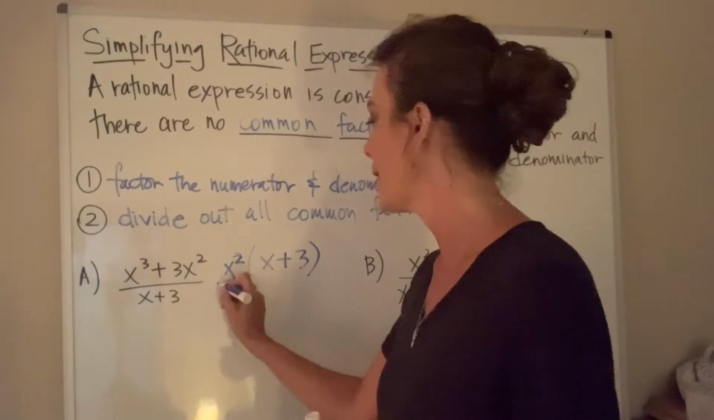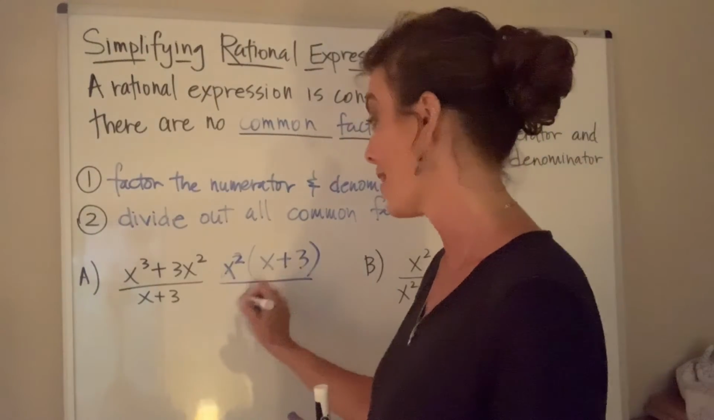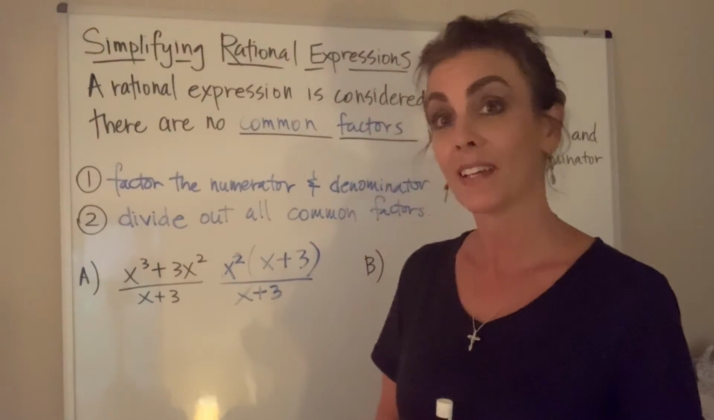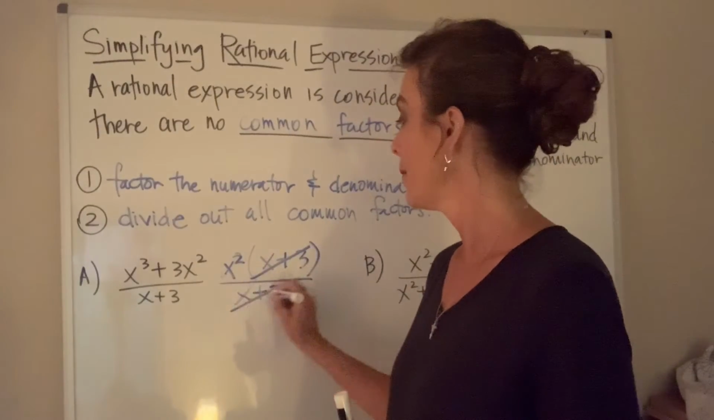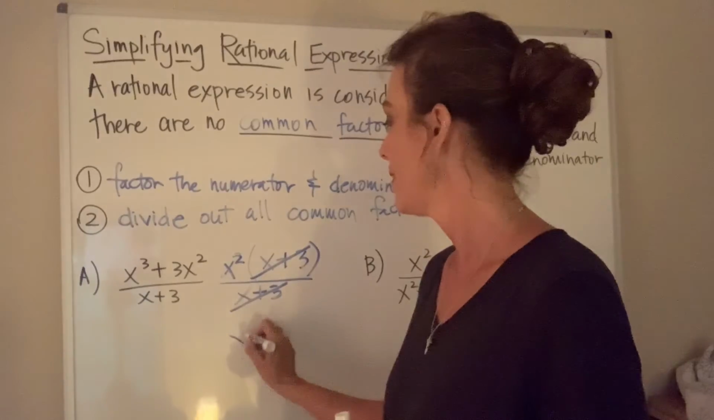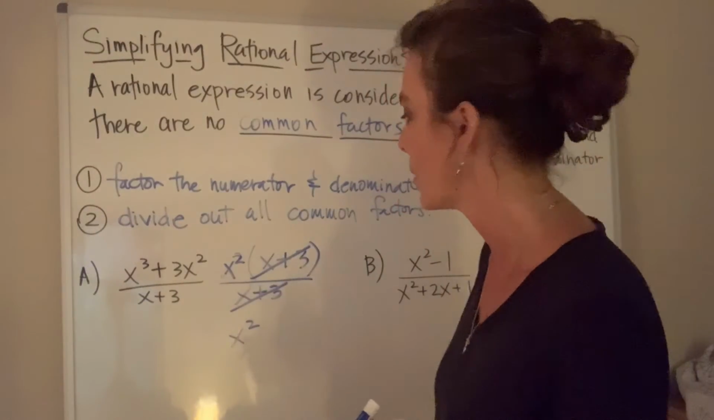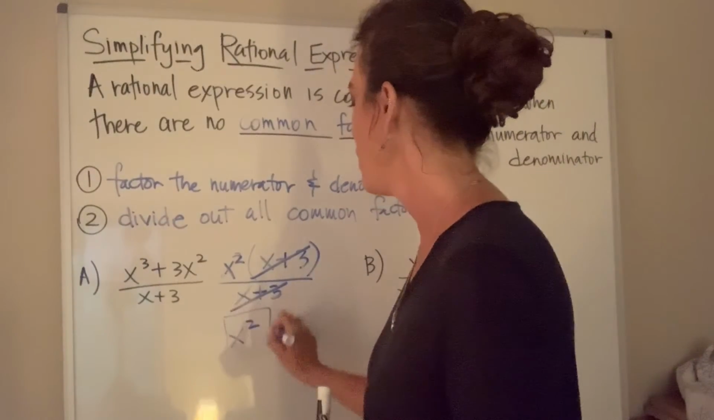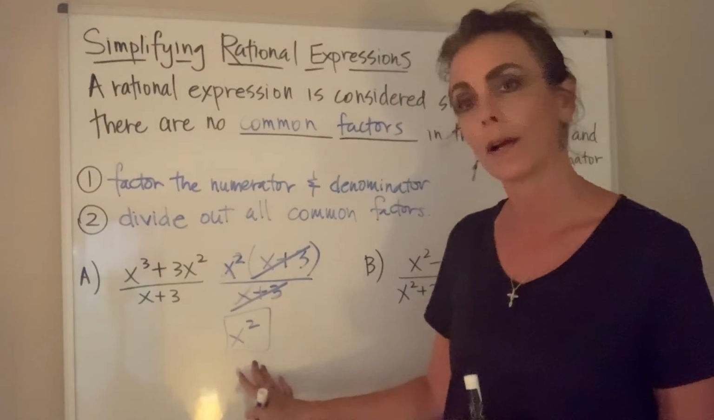Now the denominator, that doesn't factor at all. But do you see what's down there in the denominator? x plus 3? Looks common. So we can actually divide that out, and we would end up with just x squared, because that x plus 3 over x plus 3 is going to just equal 1. Okay, so we have simplified this rational expression to x squared.